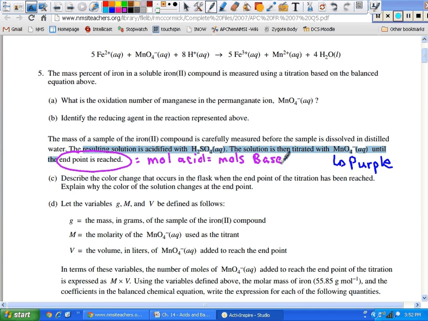Okay? All right. So what's going to happen is it's going to go from clear, because that's the color of the solution, to pinkish purple.